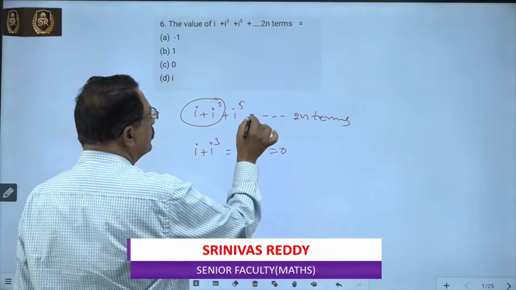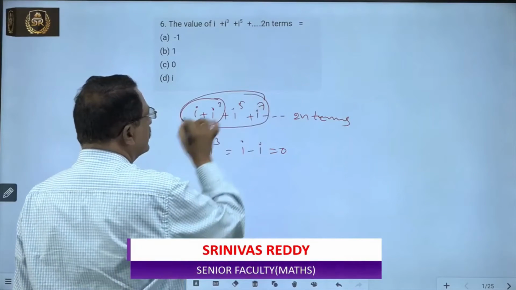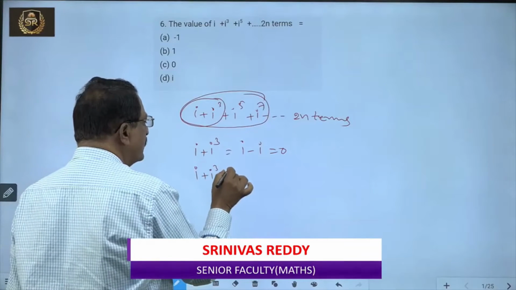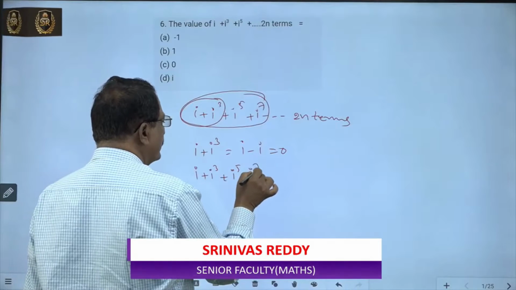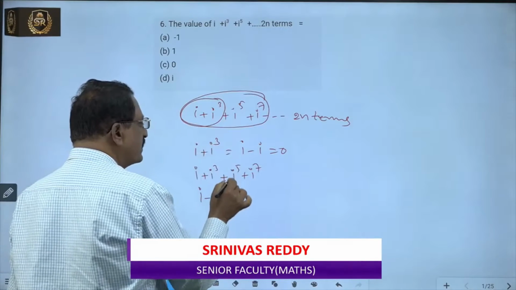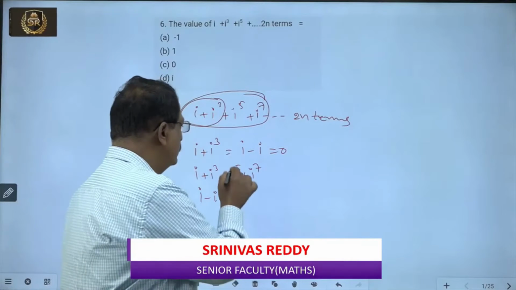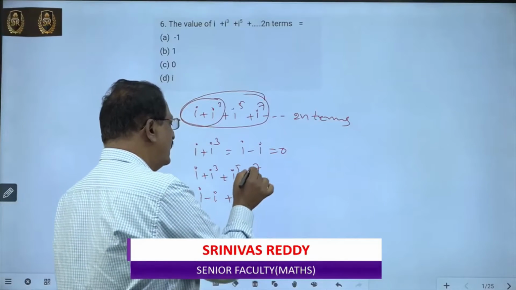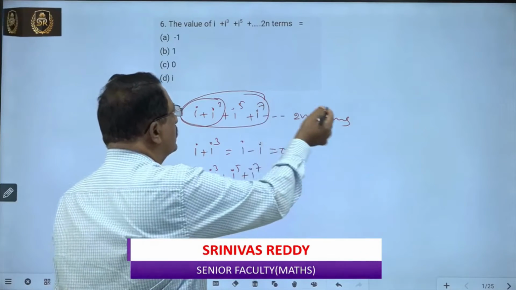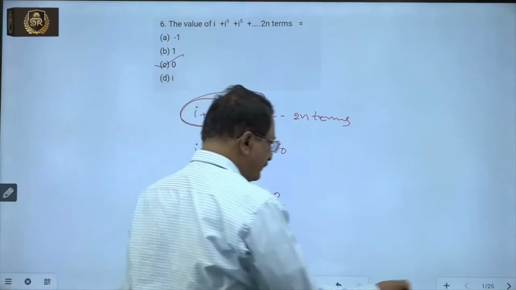Suppose n equals 2, so 4 terms; the next terms are i to the power of 5 and i to the power of 7. Now take i plus i cube plus i to the power of 5 plus i to the power of 7. i cube equals minus i. i to the power of 5 equals i to the power of 4 into i, but i to the power of 4 equals 1. Now i to the power of 7 equals minus i. That also equals 0. For any n, the value is 0. Now option C is the correct answer.